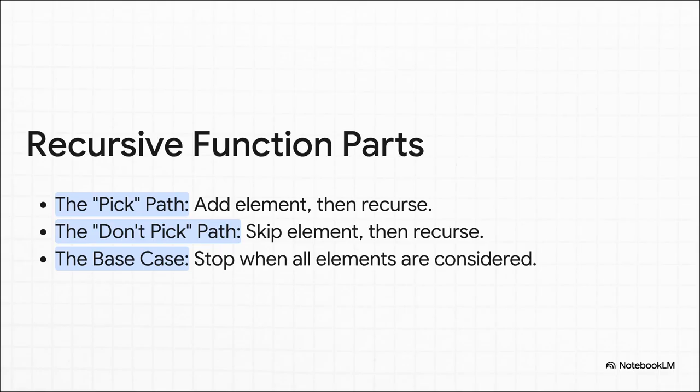For each element it looks at, it's going to split reality into 2. There's the pick path, where we add the element to our list and move on. Then there's the don't pick path, where we just move on. And finally, and this is super important, we need a base case, a stop sign, that tells the function when we're done.